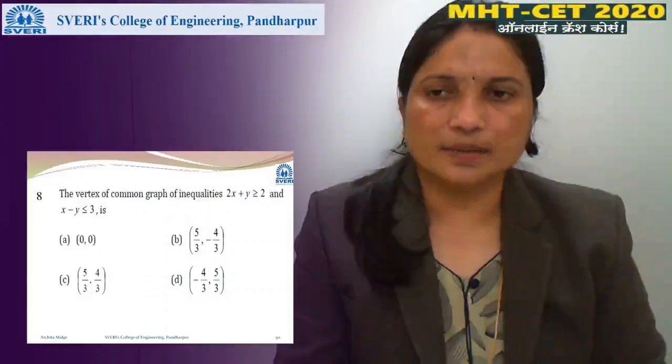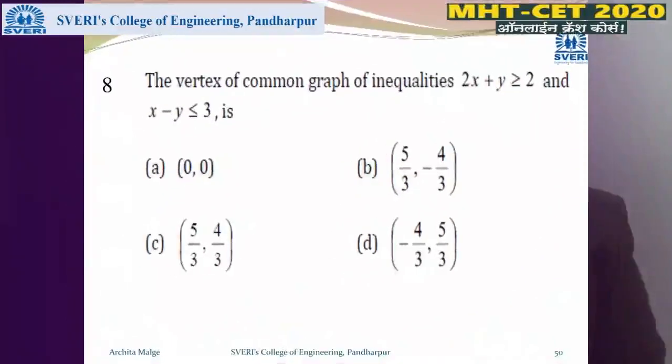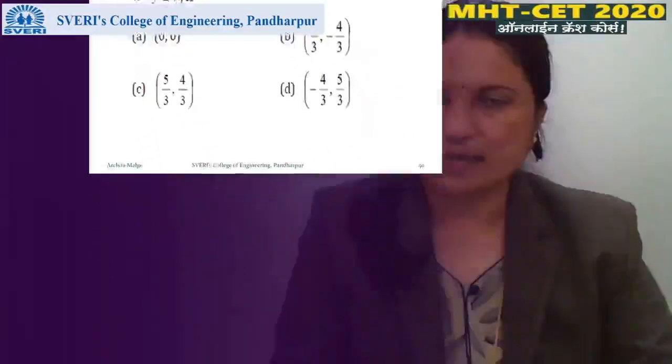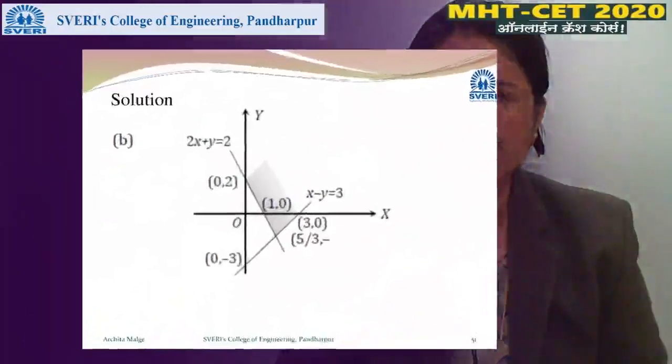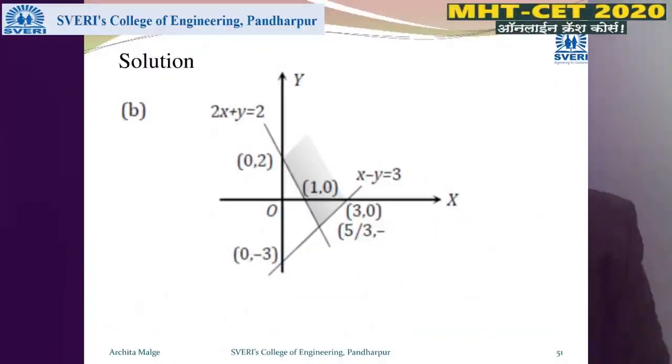Going for the next example, the vertex of common graph of inequalities 2x plus y is greater than or equal to 2 and x minus y is less than or equal to 3 is. Vertex of common graph of inequalities 2x plus y is equal to 2 and x minus y is equal to 3. So here we are going to solve this example by using that method. By putting x equal to 0, we get y equal to 2. If y is 0, x will be 1. So what are the points of intersection for this equation? 0, 2 and 1, 0. Just plot that.